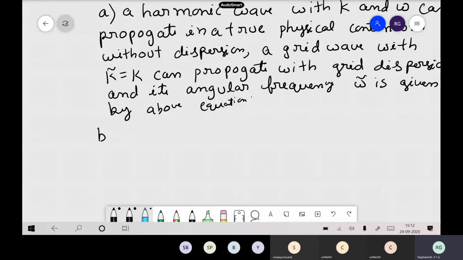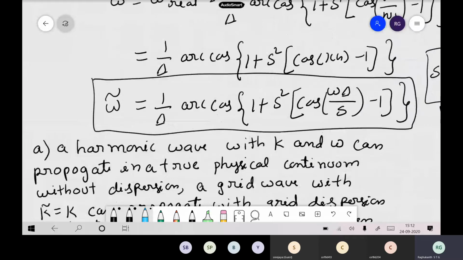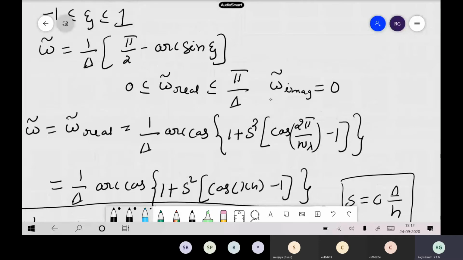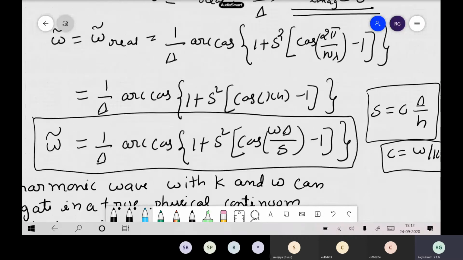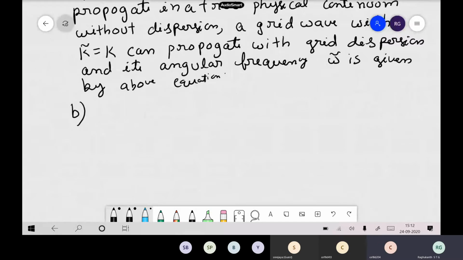Now another most important thing that is happening is, when psi lies from minus 1 to 1, what is the imaginary part of omega? See, the imaginary part of omega is 0. So what does it tell you physically? The imaginary part of frequency being 0 means damping is 0. What does it tell when damping is 0? It will continue to oscillate. Damping is 0, but k is real, so k doesn't have an imaginary component. Omega also doesn't have any imaginary component. So what does it tell you?